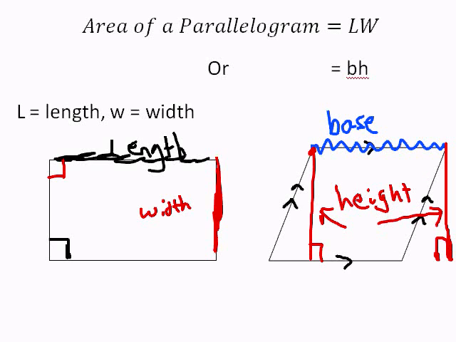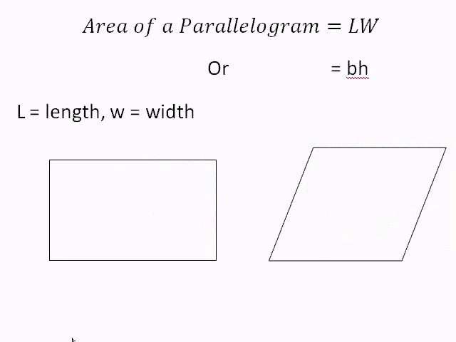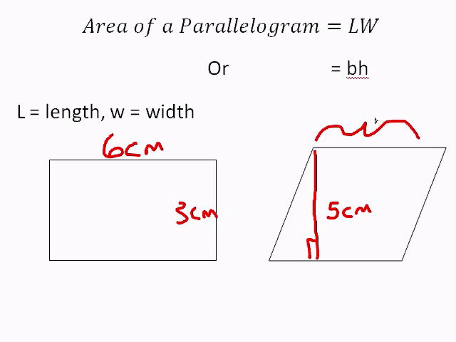So what I'm going to do is give you a couple of examples. I want you to find the area of the two shapes I show you. Let's say that this is 6 centimeters, and we'll make this one 3 centimeters. We'll make this distance right here 5 centimeters, and this one right here 7 centimeters. Go ahead and find me the area of those two parallelograms.